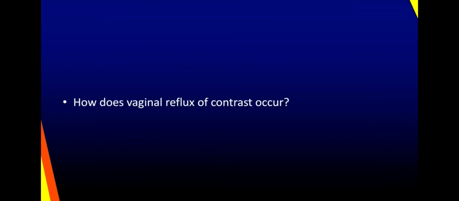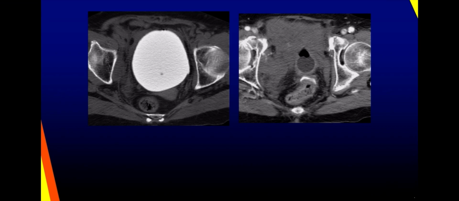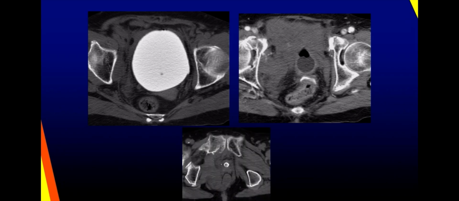So how does vaginal reflux of contrast occur? If we look at this distended bladder, and we see this contrast in the vagina on the right image, and now we'll focus in on the urethra and blow that image up. The black ring is the Foley catheter, and there's contrast in the lumen of it. But notice that there's also contrast that's refluxing around the Foley catheter down the urethra, and that can drop back and reflux into the vagina.